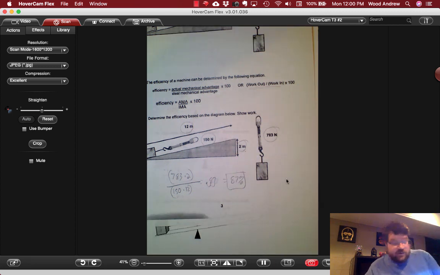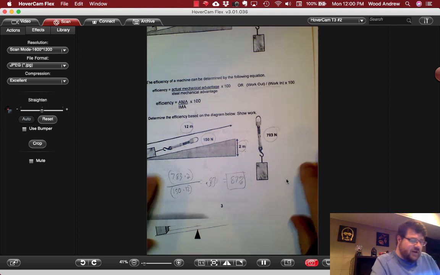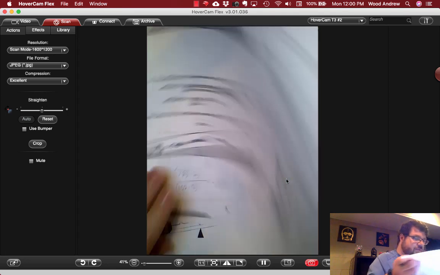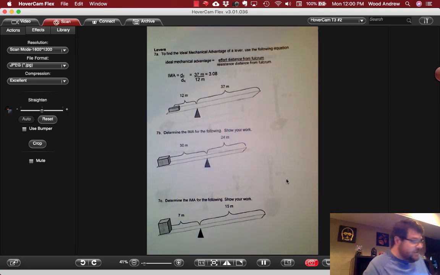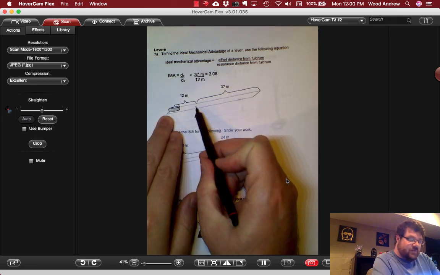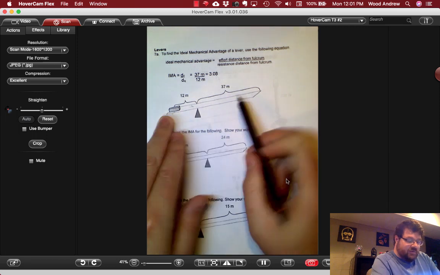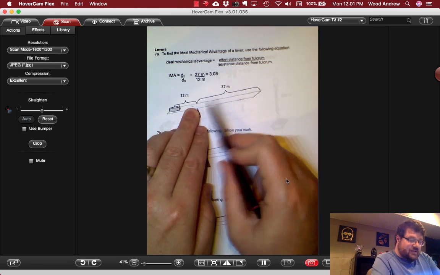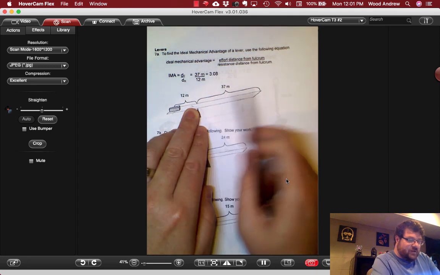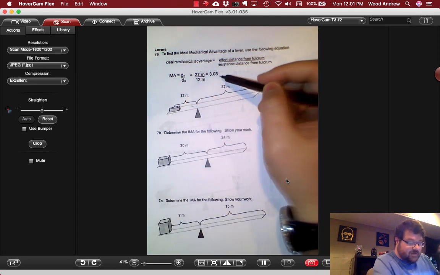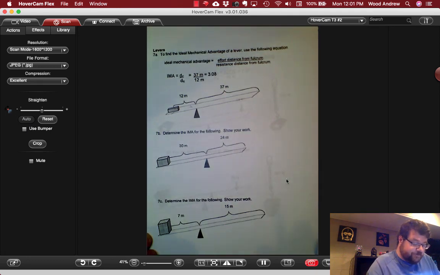That's pretty darn good. All right, taking a look at some of the other things, we have mechanical advantages in levers. That's all just distances. Distance from the fulcrum to the load is your resistance distance. Distance to where you're actually pushing on it would be the effort distance. So effort divided by resistance. Very basic, very simple.